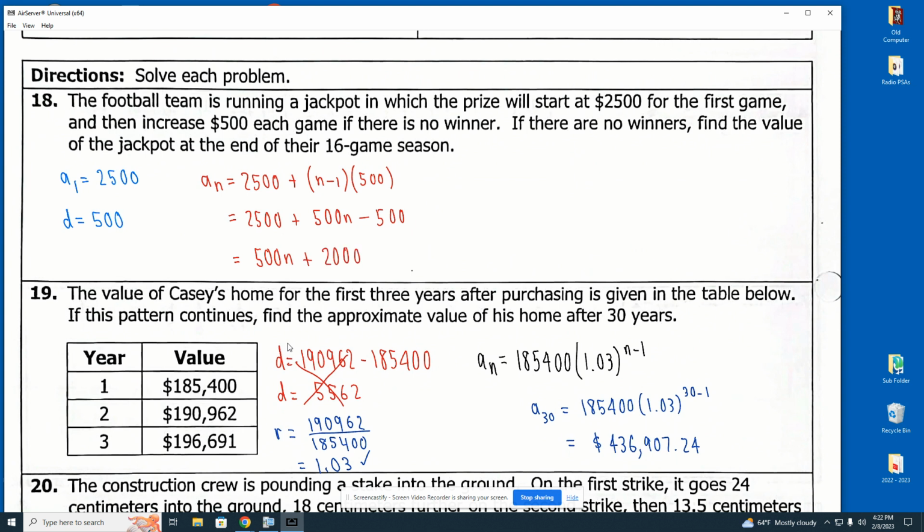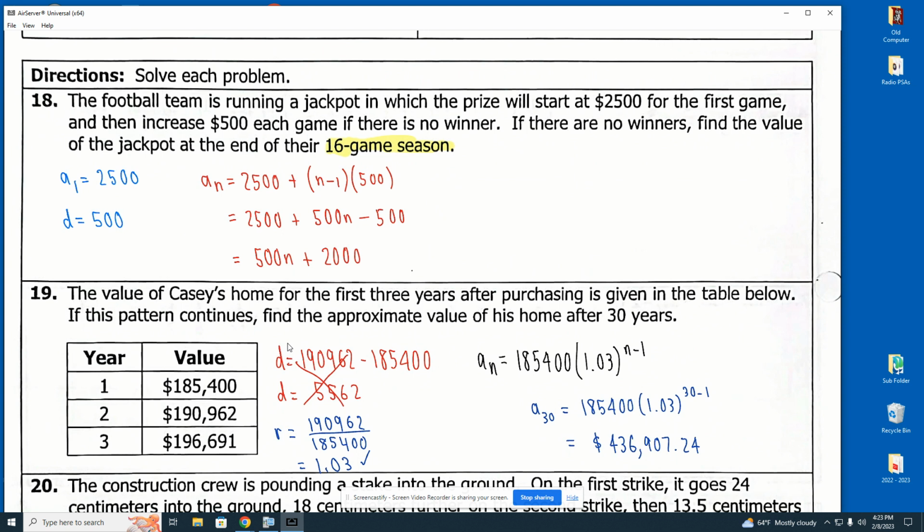That's the equation that represents this sequence. Now, here's where we get down to the meat of what this question is asking. If there are no winners, find the value of the jackpot at the end of their 16-game season. So it's asking me for what it will be after 16 games.